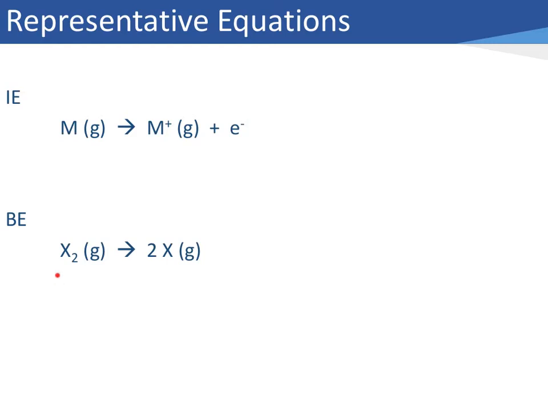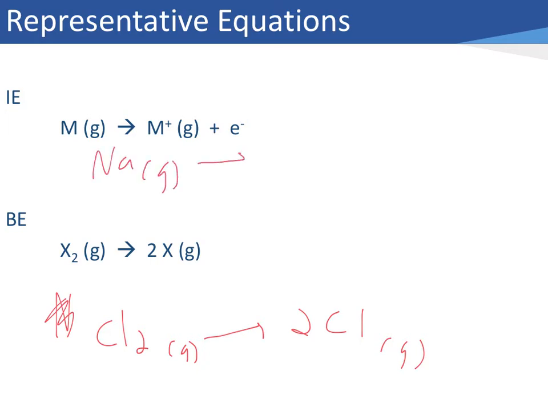Bond enthalpy, I can have something like Cl2. I'm just using X2 as a generic form, broken down into 2X. So obviously in terms of bond enthalpy, Cl2 becomes 2Cl. That would be an example. For ionization energy, we saw this earlier. We get the ion. So these are specific examples. We need to be familiar with this notation using equations to represent a process.